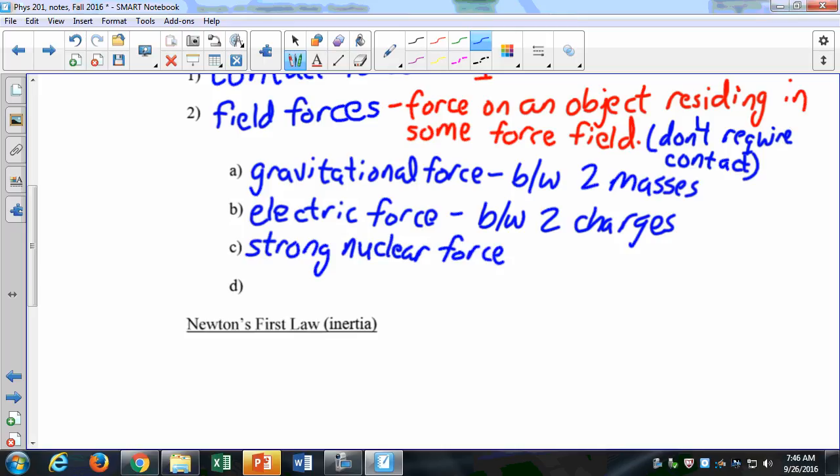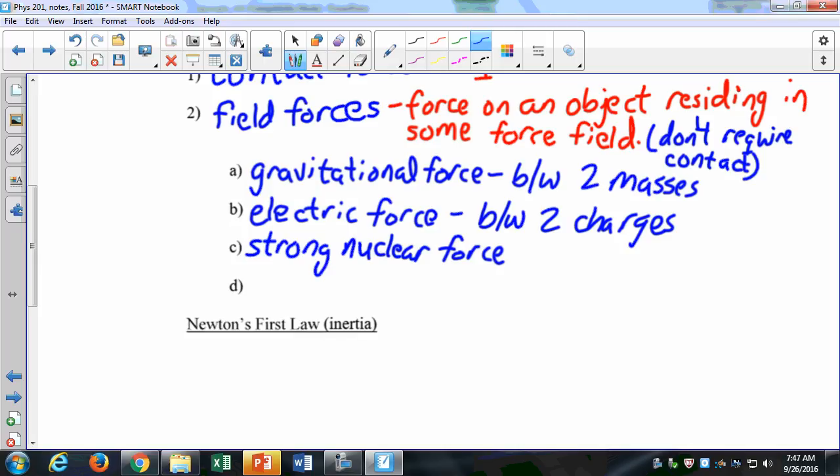Have you ever thought about why a nucleus stays together? That'll blow your mind, right? Why does a nucleus stay together? Because you know that if you bring two like charges together, two positive charges or two negative charges, they're going to do what? They're going to repel one another.